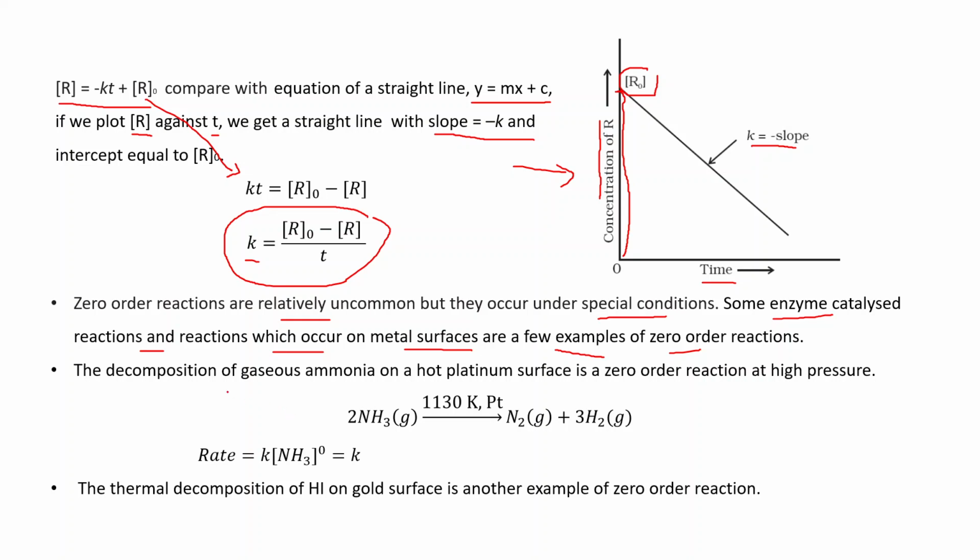Now just see, decomposition of gaseous ammonia on a hot platinum surface is a zero order reaction at high pressure. See this, 2NH3. In these conditions, this will convert into N2 plus 3H2, and if we write the rate equation for this, rate is equal to k. This is NH3 power 0, and that is equal to k. Another example of a zero order reaction is the thermal decomposition of HI on a gold surface.